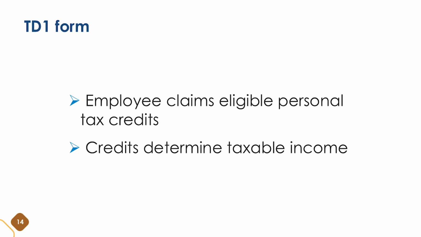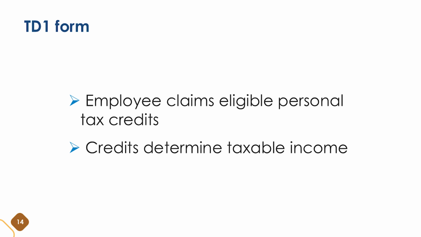Employees may claim tax credits on their income tax return. This reduces their taxable income. The TD1 form advises employers as to the tax credits an employee will claim. Employers can then adjust an employee's tax withholdings accordingly. You must deduct tax according to the claim code that corresponds with the total personal amount the employee claims on the TD1. Keep in mind that the personal tax credits can only be claimed once.